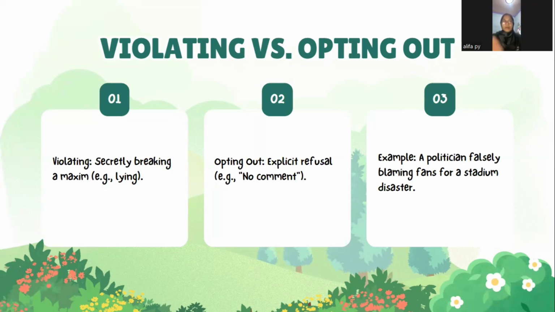And the next one is opting out. This means openly refusing to cooperate in the conversation. For example, saying "no comment" or "I can't tell you more about that." So this is still cooperative in a way because the speaker tells us clearly that they are not going to give more information about some topics. So the difference between violating and opting out is that violating is hiding the truth, while opting out is openly refusing to share. Next slide, please.